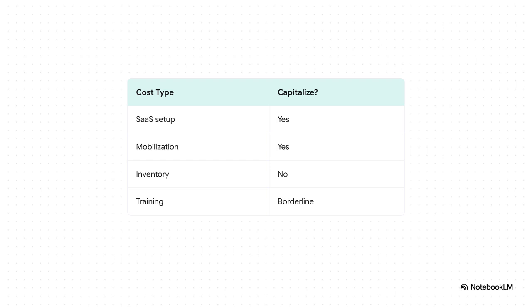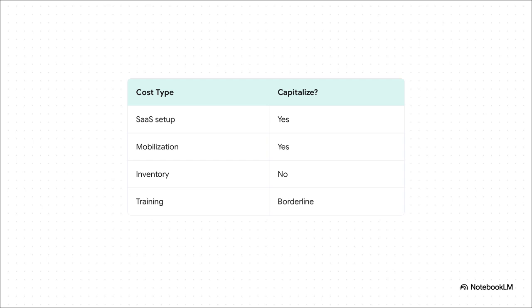SaaS setup and onboarding? Yep. Assuming criteria are met, you capitalize it because it directly relates to a specific contract and generates a configured resource for future performance. What about project site mobilization, like flying a specialized crew out to a specific project site? Yes, again, it relates to that specific contract and creates the capacity to perform the work. Custom customer inventory? Nope. Remember that gateway check we just talked about? That goes straight over to ASC 330.